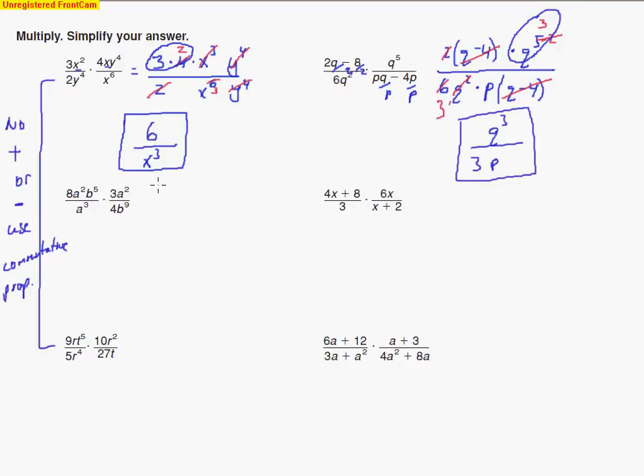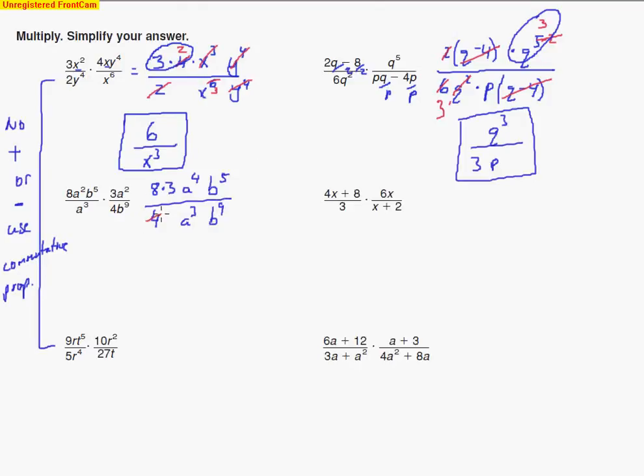So let's do that. Take the 8 and the 3, bring those next to each other. Count up the a's. So we got 2 and 2 make 4 a's. Count up the b's, just 5 b's. Down below we have a 4, and then the 3 a's and the 9 b's. And then from there we'll just reduce.